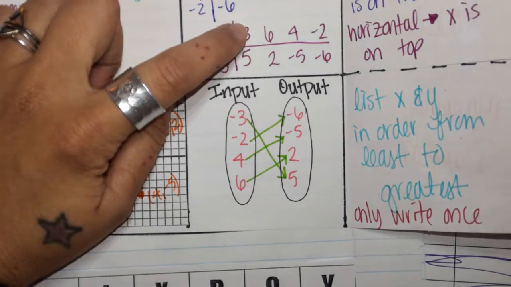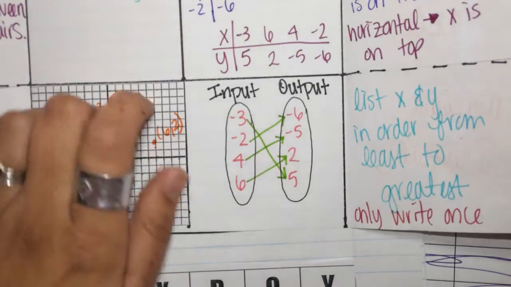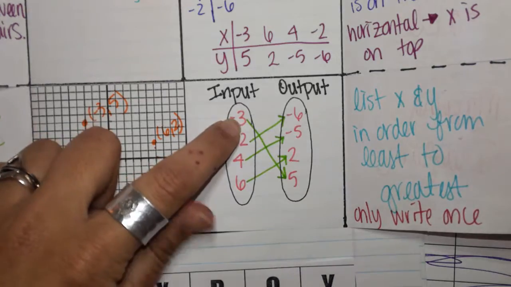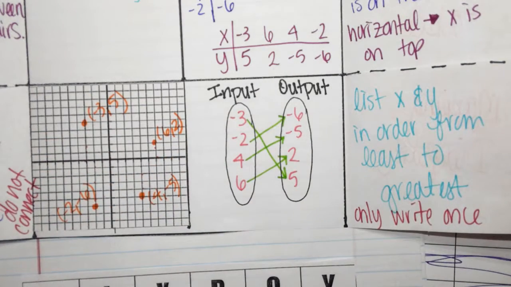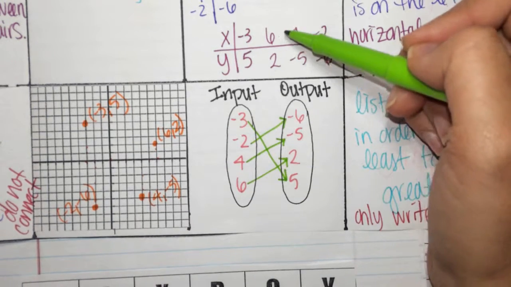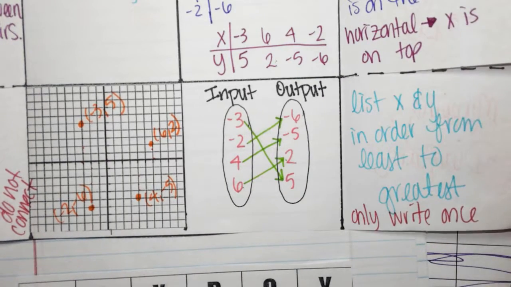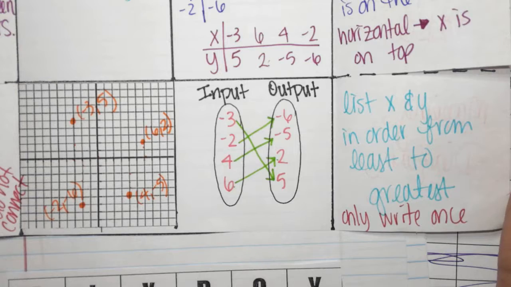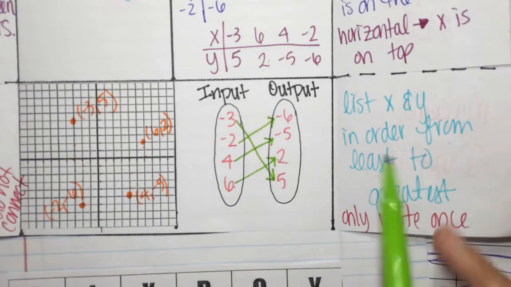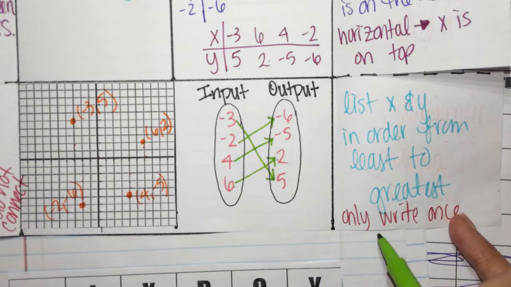Okay, so you see how our ordered pair is -3, 5? So we're going to draw an arrow from -3 to 5. And do you see how our next ordered pair is 6, 2? So we're going to draw an arrow from 6 to 2. You do write least to greatest.